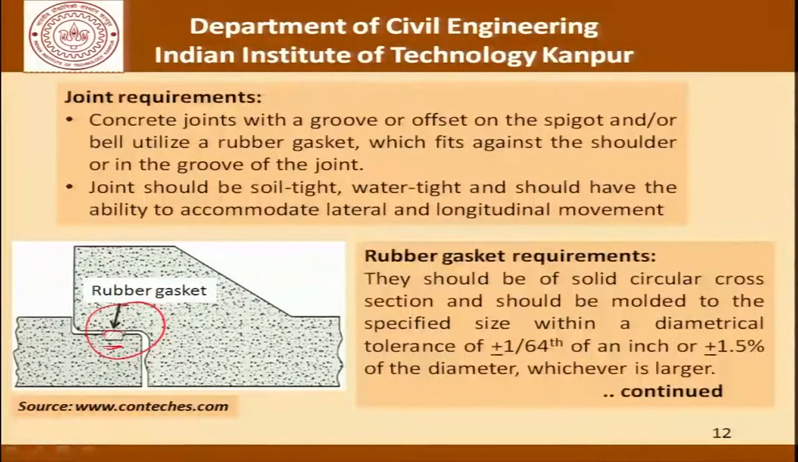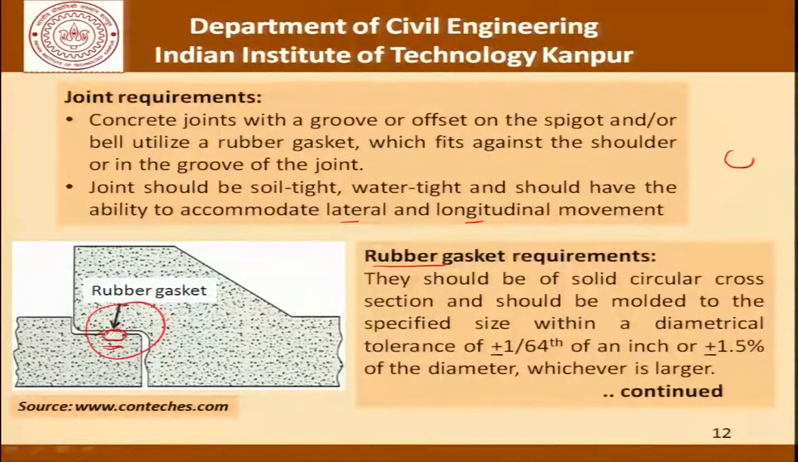So this rubber gasket should be such that the neighboring pipes which it is joining or helping seal between allow some amount of lateral and longitudinal movement. Now, in order to make this an acceptable joint, we obviously need rubber gasket requirements. What kind of rubber gasket is to be used? For that, there are specifications which say something like this. They should be of a solid circular cross section and should be molded to the specified size within a diametrical tolerance of 1/64 of an inch or 1.5% of the diameter, whichever is larger.